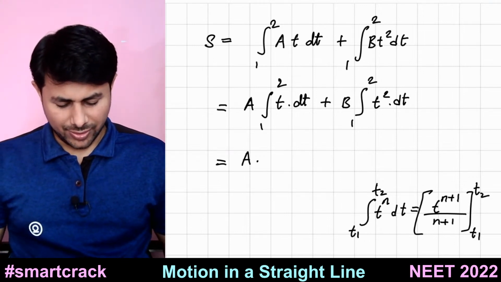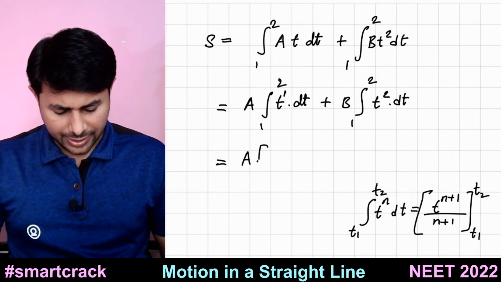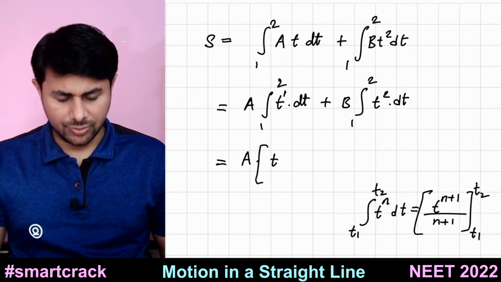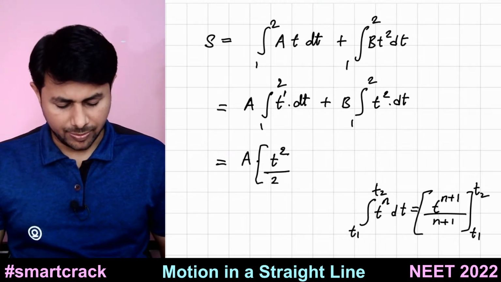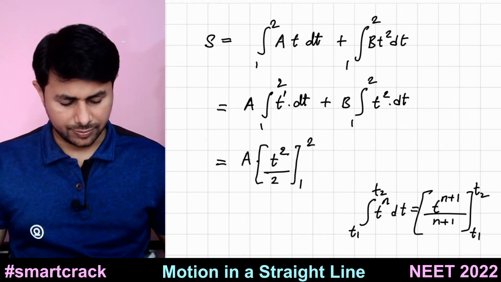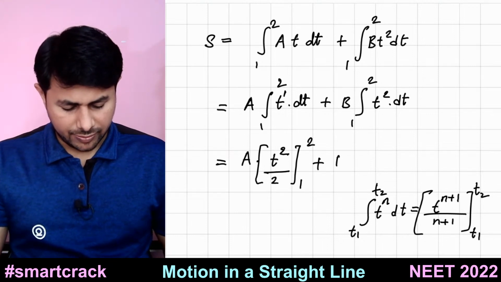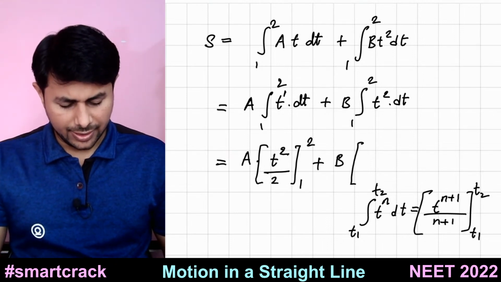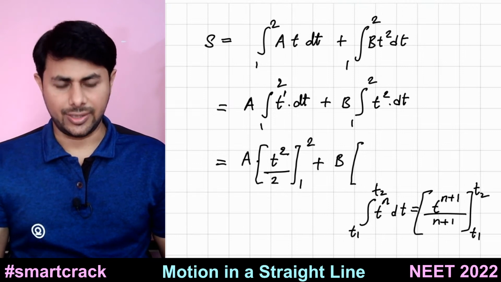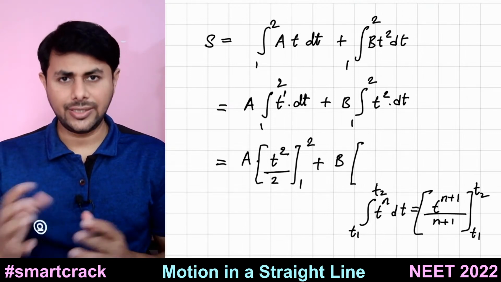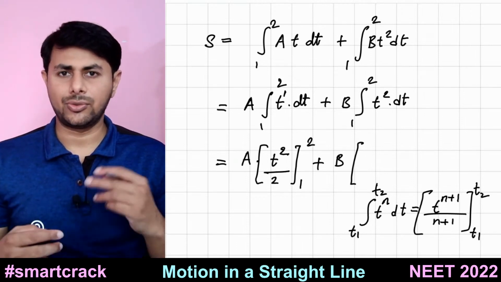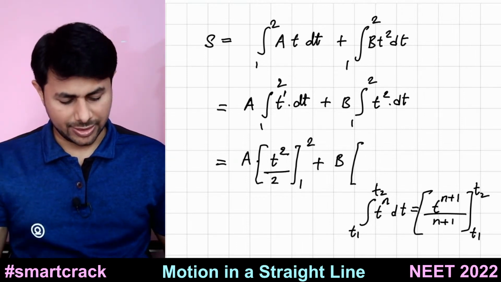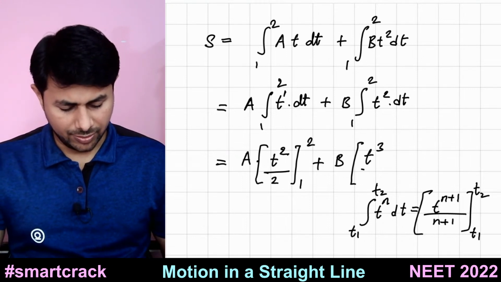Okay. So what is the integral of this? It will be t raised to 1 plus 1 divided by 1 plus 1, and 1 plus 1 is 2. So t square upon 2 from 1 to 2, plus here we have b multiplied by the integral of t square dt. So our n here is 2. So what will be the integral? t raised to 2 plus 1 divided by 2 plus 1, that is 3, t cube upon 3. Okay, from 1 to 2.